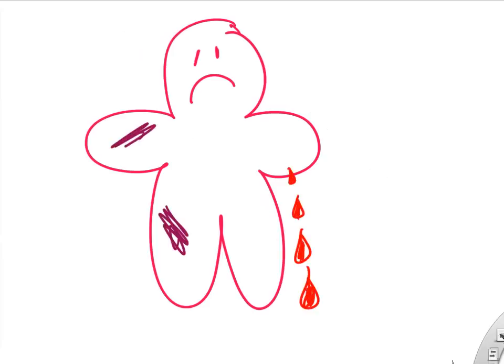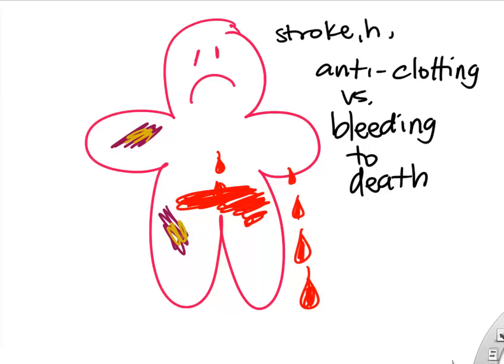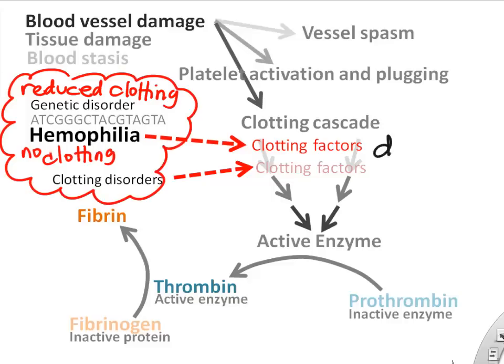The downside of taking these drugs is that sometimes you might bleed internally or externally and bruise. So basically, when you're taking anti-clotting drugs, you don't want to bleed to death, and so you want to take as little as possible to prevent maybe your stroke or heart attack, but not have the side effect of bleeding too much. If you've heard of hemophilia, these are people that often can't form blood clots or have reduced clotting.